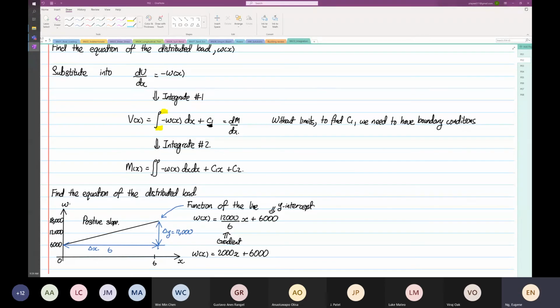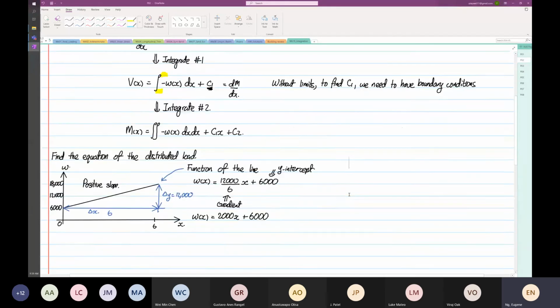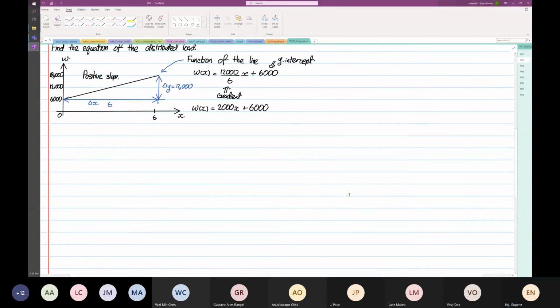The next thing we're going to do is substitute. We're going to use dV by dx is equal to minus omega as a function of x. We know what omega as a function of x is, so I'm going to call the equation that I wrote earlier equation number 1. So our omega x is equation number 1, so it's minus 2,000 x minus 6,000.